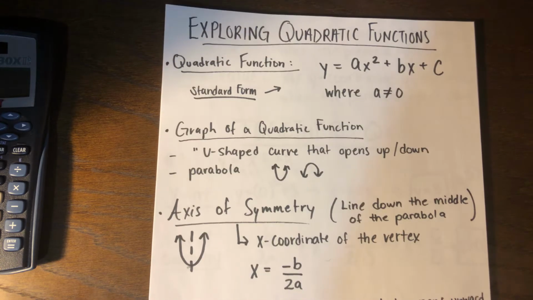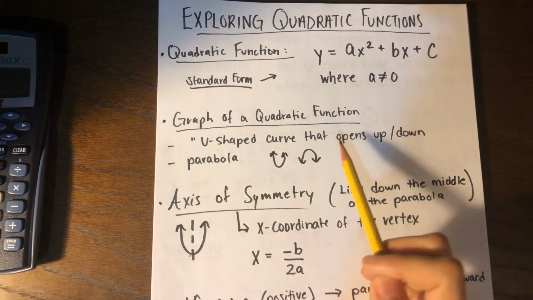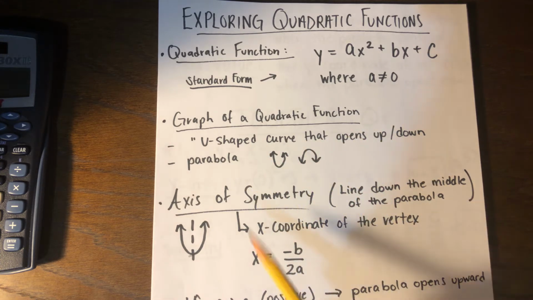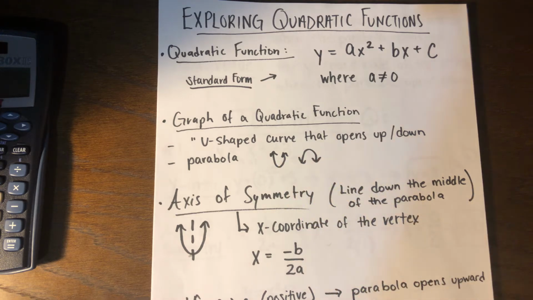When it comes to the graph of a quadratic function, remember we learned that it was a U-shaped curve that either opened up or down. It was called a parabola, and it looked something like this, okay?